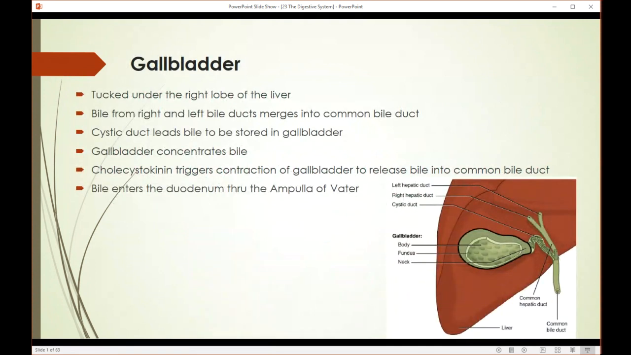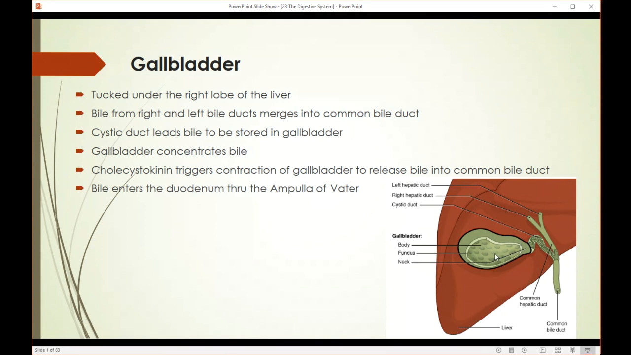The gallbladder, it's tucked up underneath the right lobe of the liver. The bile from the right and the left bile ducts are going to merge into the common bile duct. So here's the gallbladder. This is the common bile duct. So you have your common hepatic duct there. You have the left going to the left side of the liver, right going to the right side, and this is the cystic duct. So what happens is we're going to lead it here into the cystic duct to go into the gallbladder.